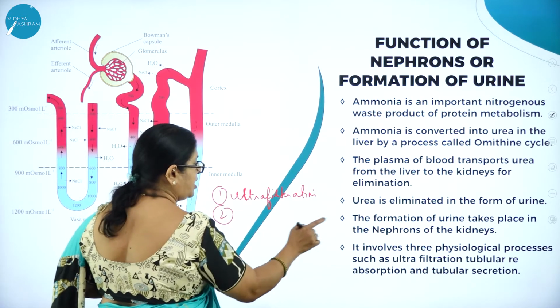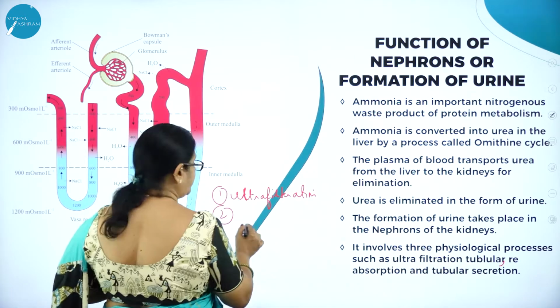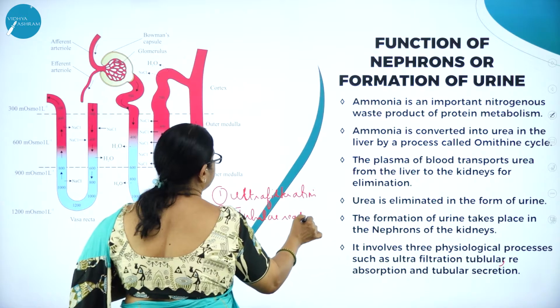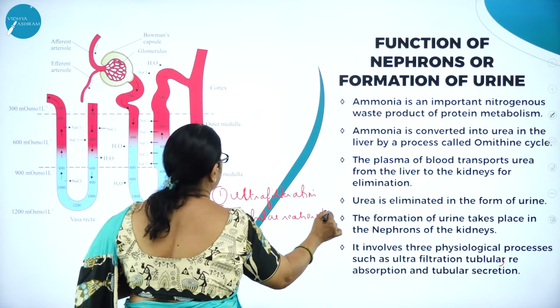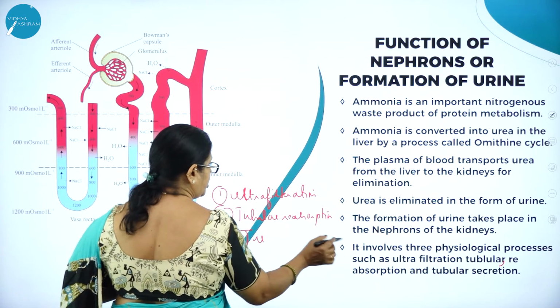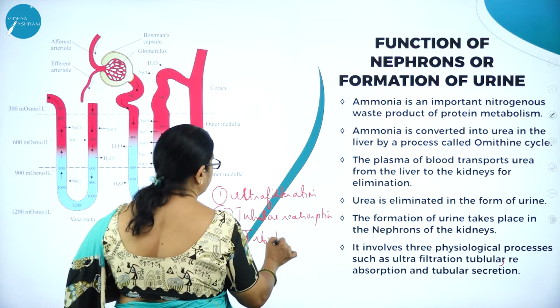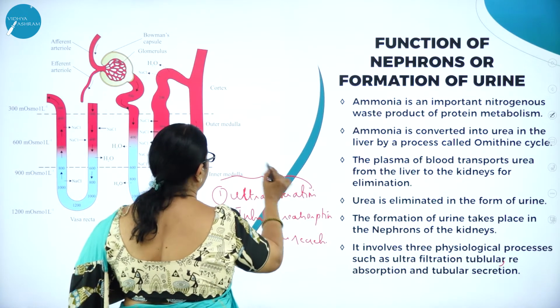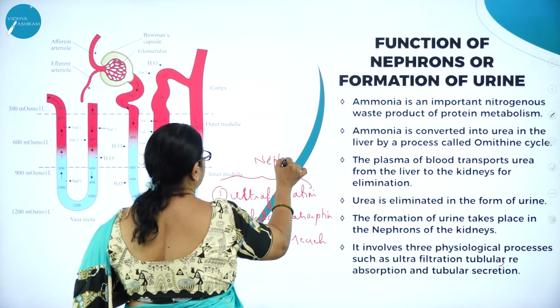Second one is called tubular reabsorption. And third one is called tubular secretion. So these are the very important things which are going to happen in the nephrons.